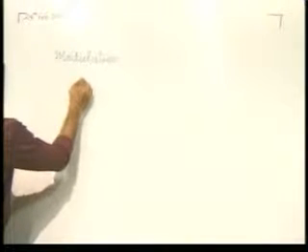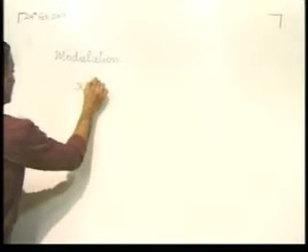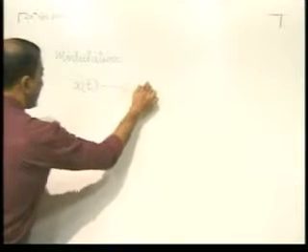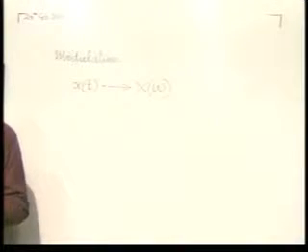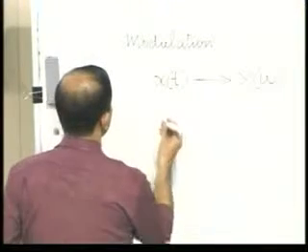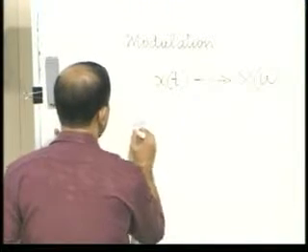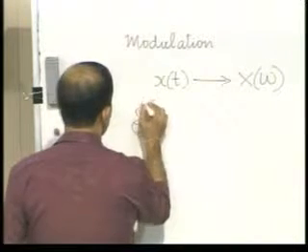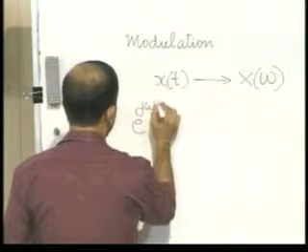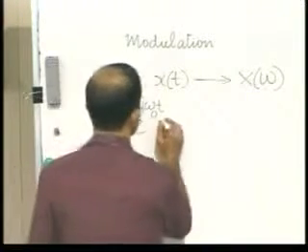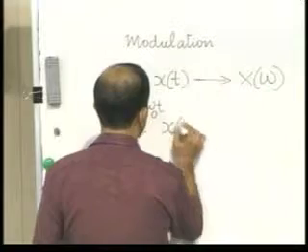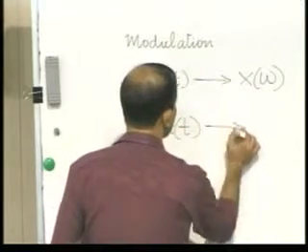Assume we have a function x of t with Fourier transform X of omega. We will assume here that the function is not periodic. We multiply this function x of t by a complex exponential e raised to the power j omega naught t, and we ask what is the effect on the Fourier transform.